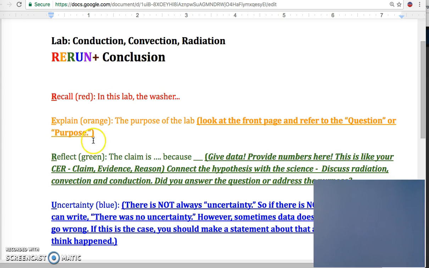So once again, don't forget, when you get to the reflect section, data means you're looking at numbers, you're arguing from evidence or observations. In some cases, it's not always actual numbers. Okay, so I hope that's helpful, and once again, this is your first rerun, and good luck with it.